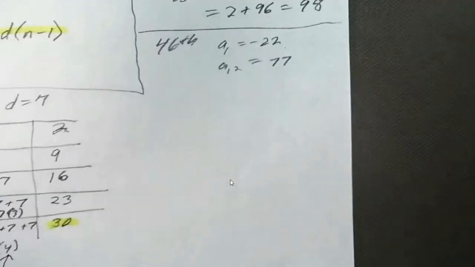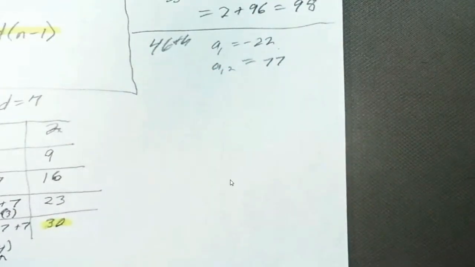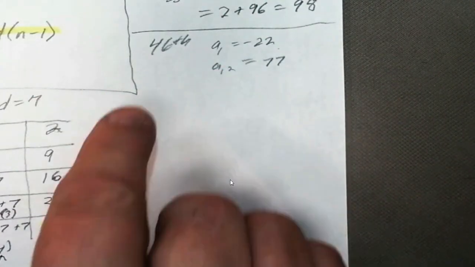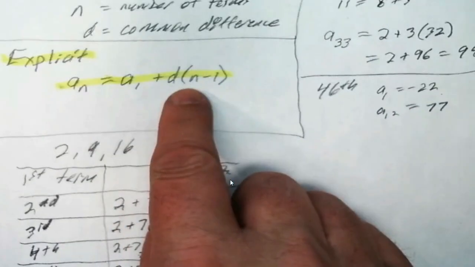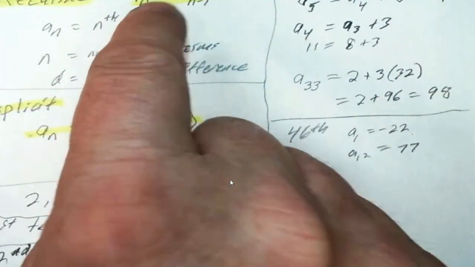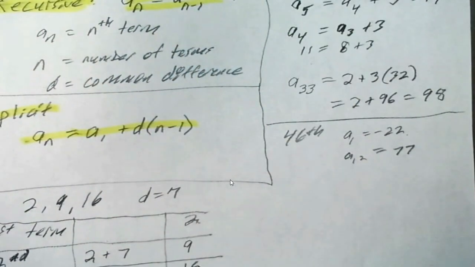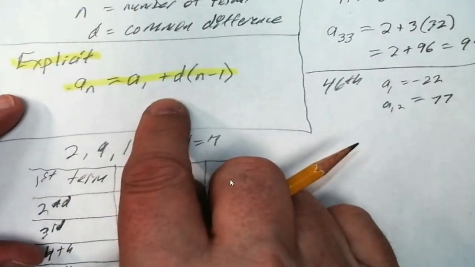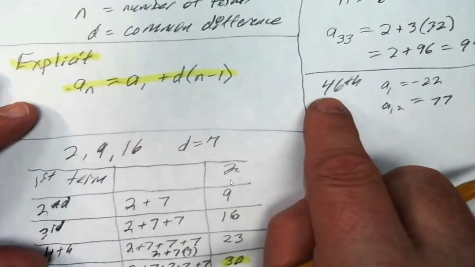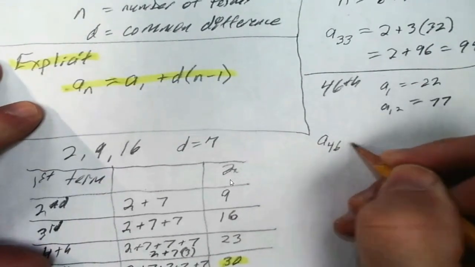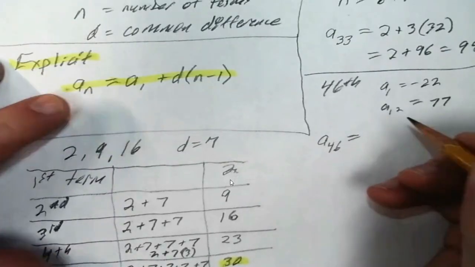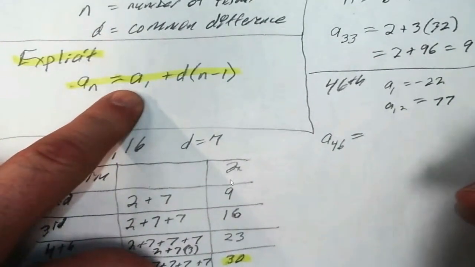All right, I've got it written right over here. And we're like, okay, the 46th term. When I see 46th term, I think I want to use the explicit formula. I don't want to have to find the 45th, the 44th, the 43rd, every term up to the 45th. So I want to use this formula to jump straight to the 46th. So I'm looking for A46 equals, right? And to do that, I have to know the first term.